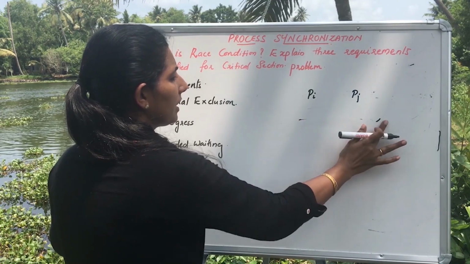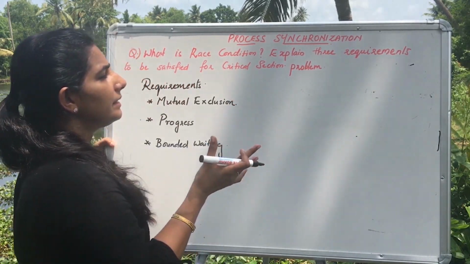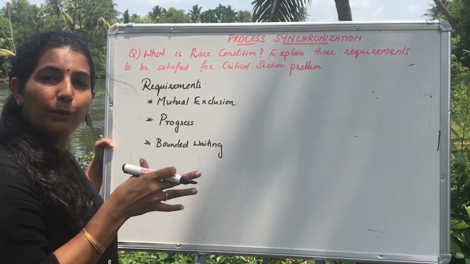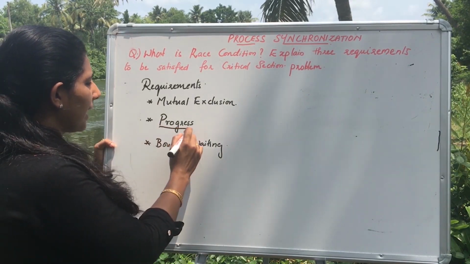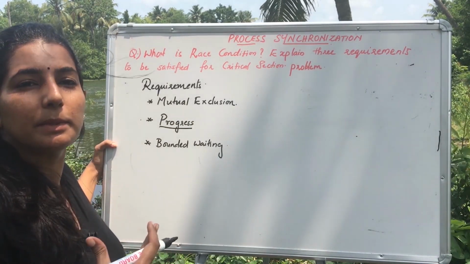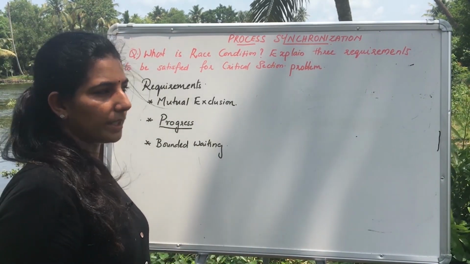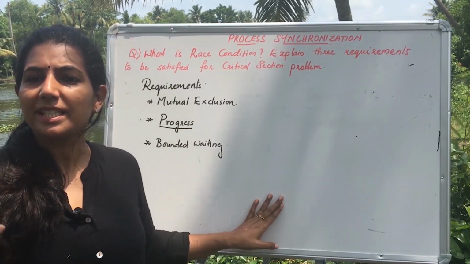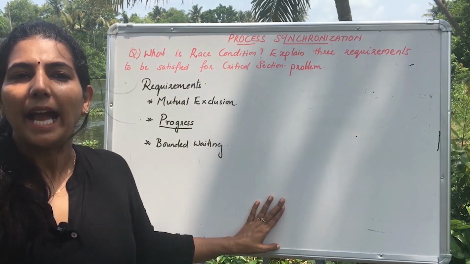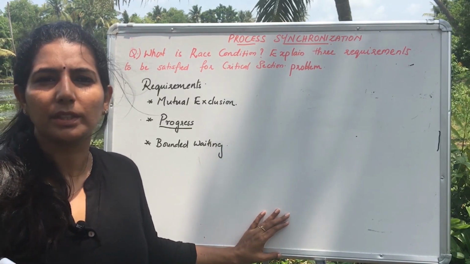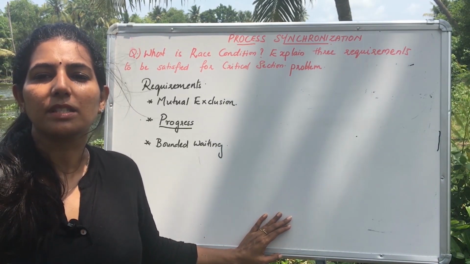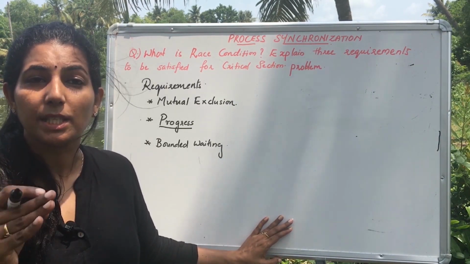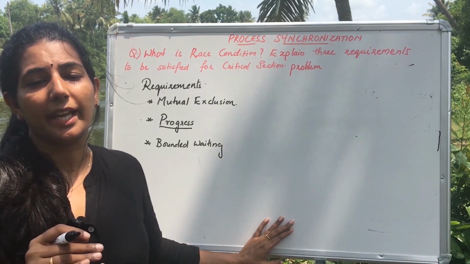So mutual exclusion is very easy to understand, and it is one of the primary, mandatory requirements for the critical section problem. The second one is progress. As the name suggests, progress is nothing but movement, isn't it? A forward movement. So progress refers to this: if no process is executing in the critical section and some processes want to enter into the critical section, then only the processes that are not executing in the remainder section can participate in the critical section entry.